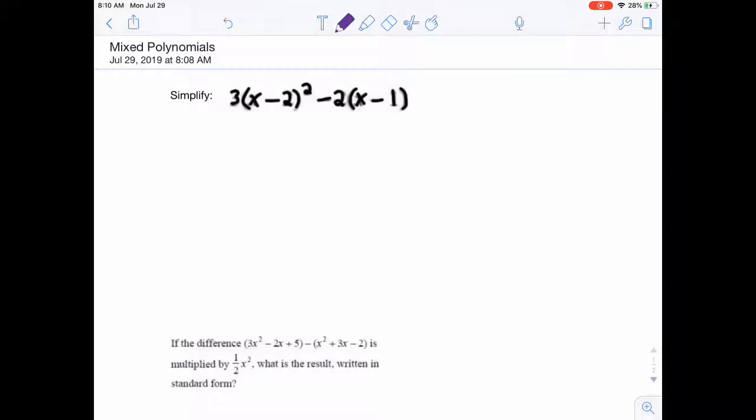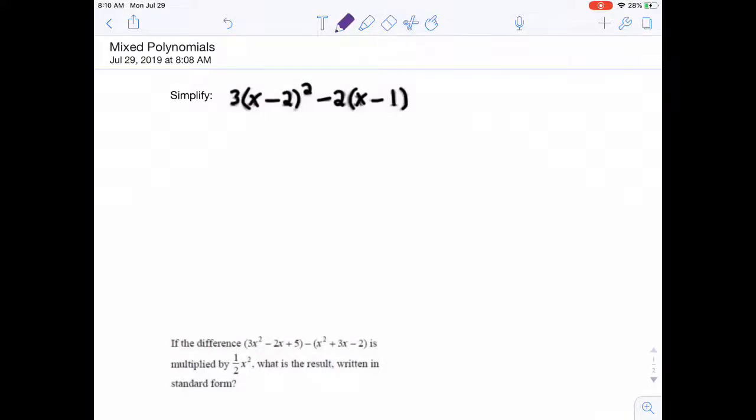Okay, today we're going to focus on some mixed polynomial review, looking at two old Regents questions regarding simplifying. So the first example says: simplify 3(x - 2)² - 2(x - 1). I needed to rewrite this problem because it was very blurry in the picture that I took over. In order to simplify, a lot of students think that they distribute here first.